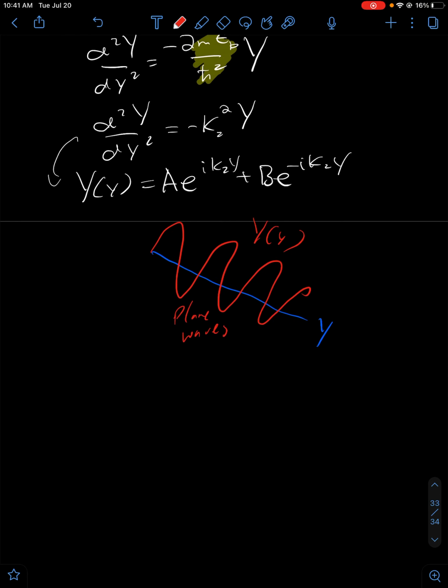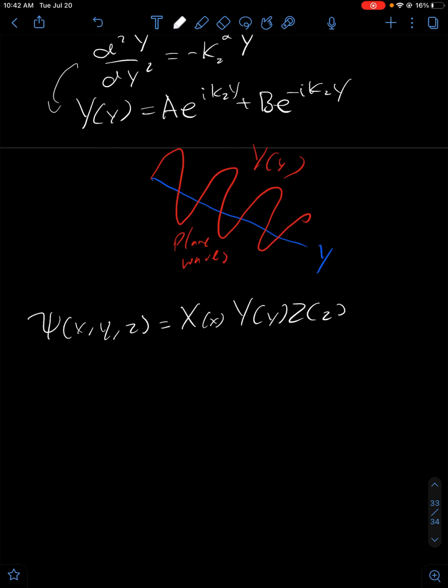And now we have to normalize Y. And now you may be asking, well, we don't normalize Y of y. We normalize psi of x, y, and z. But recall that psi of x, y, and z is just big X of x times big Y of y times big Z of z, right? So if you want to normalize psi of x, y, and z, you would have to normalize each one of these, basically. Each one of these has to be normalized for the entire thing to be normalized.